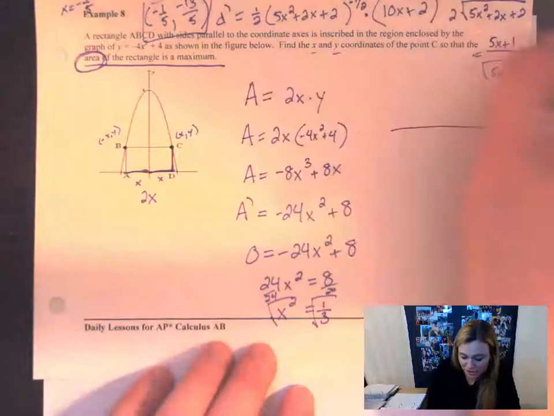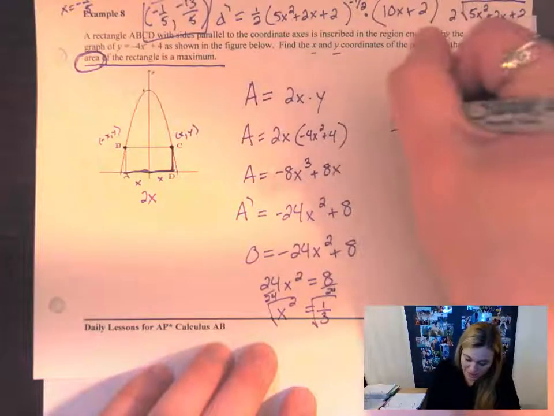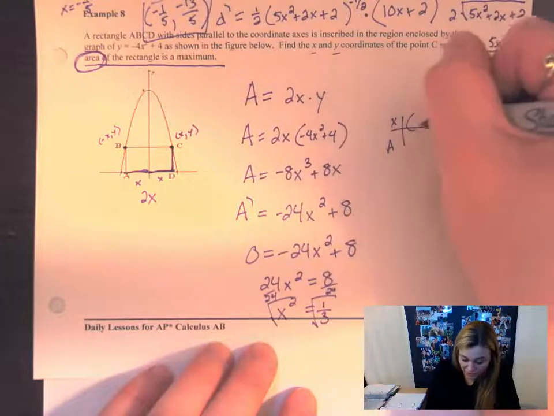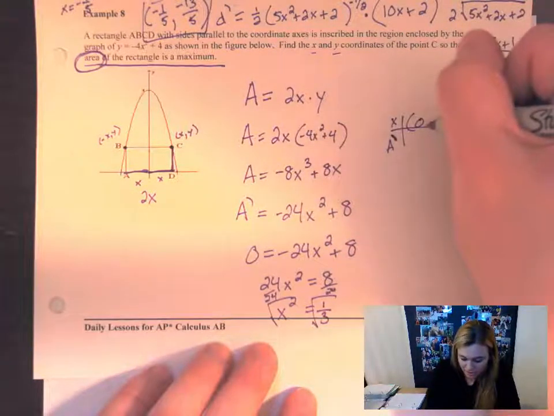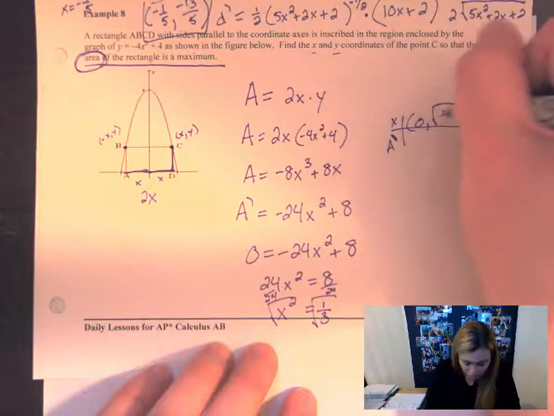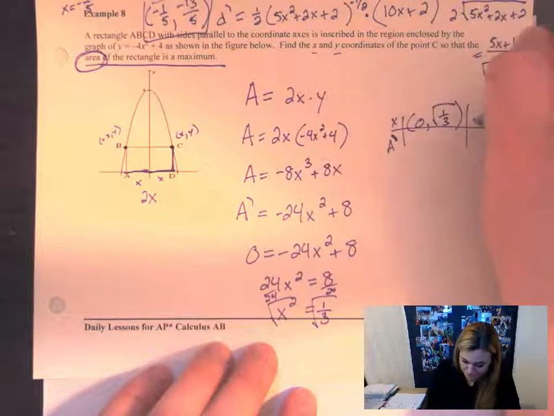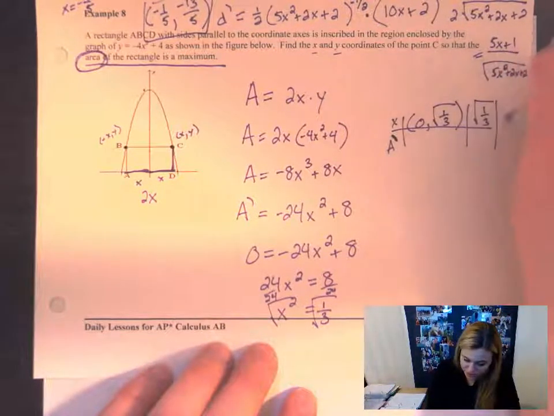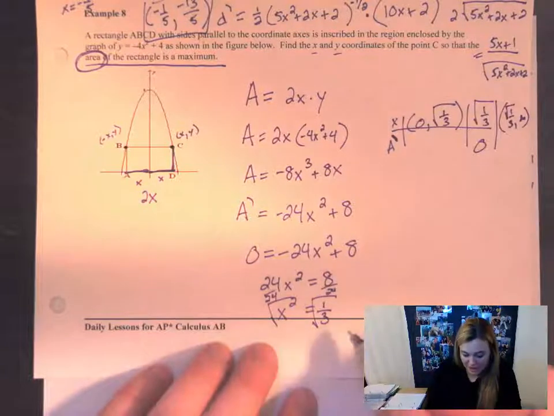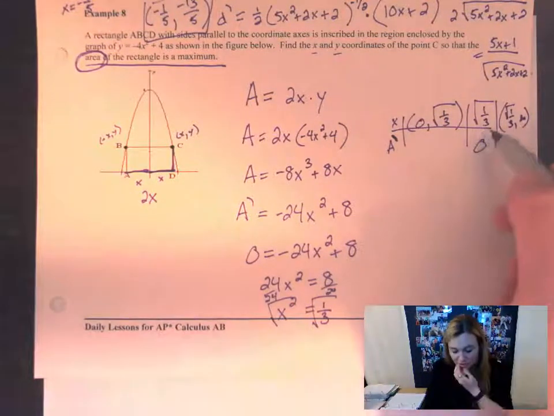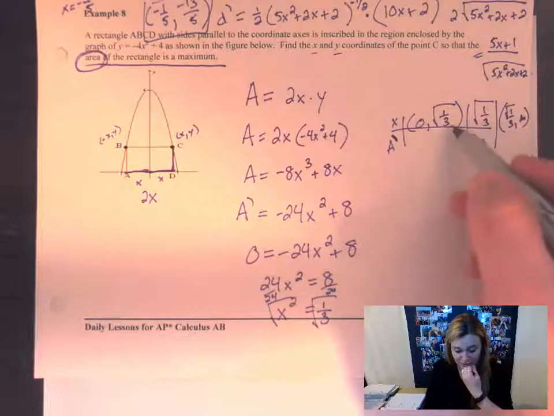I can just set up my chart with x and A prime, and I'm really hoping this is the value because this is the only one I see. From 0 to the square root of 1 over 3, and from the square root of 1 over 3 to infinity. Then I check into A prime. I pick my favorite number. I don't know. This is 0 to 1 over 3.